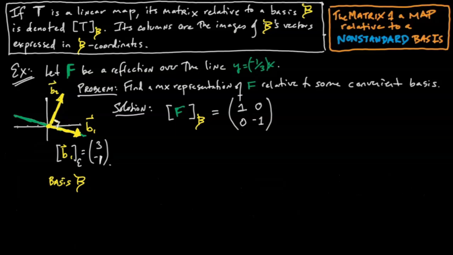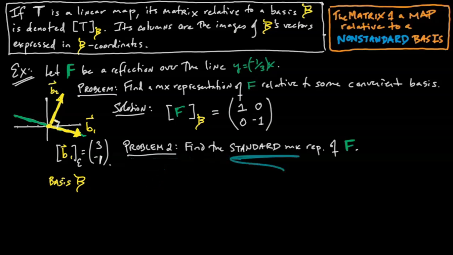One of the main reasons we think about matrices relative to non-standard bases is that they can help us come up with standard representations of linear maps. And this is where we can start to connect the ideas we're talking about today with the ideas we discussed in the previous video. Let me go ahead and pose a second problem.